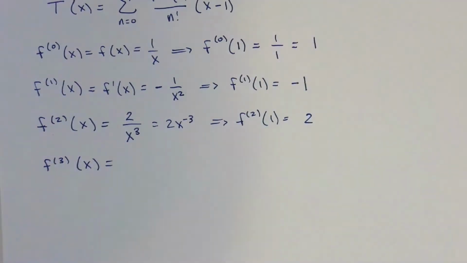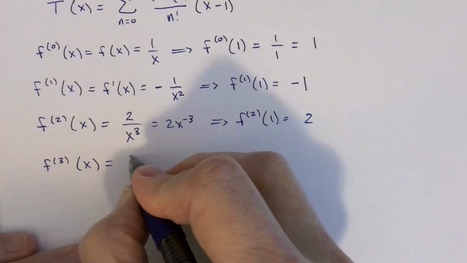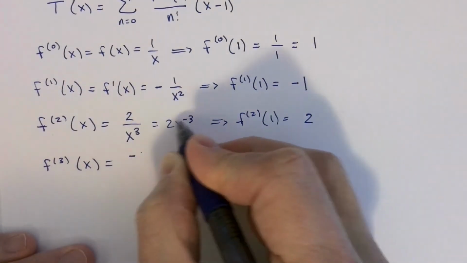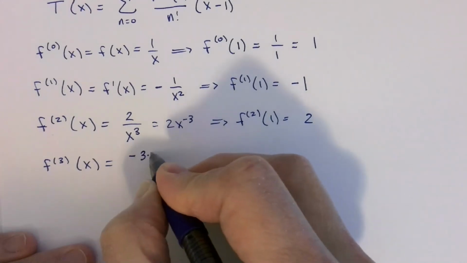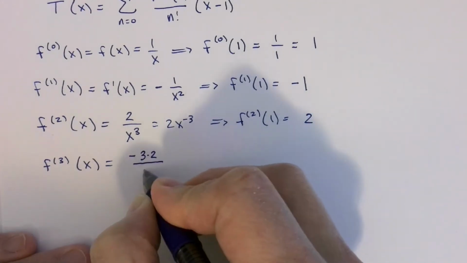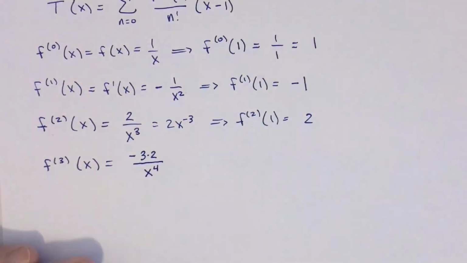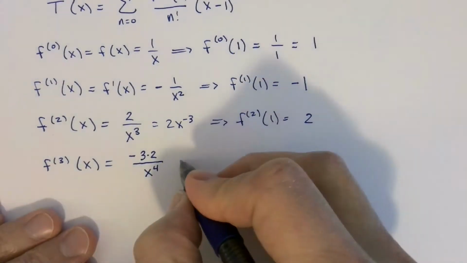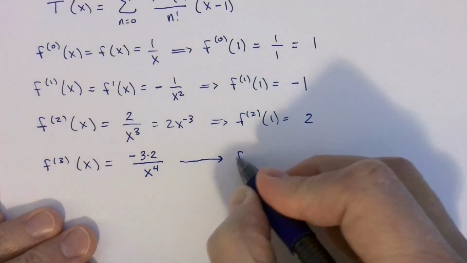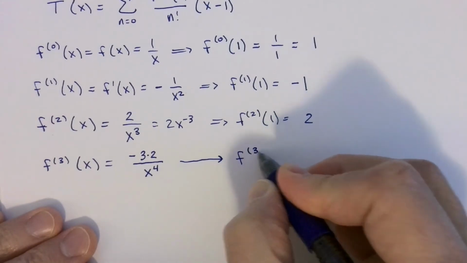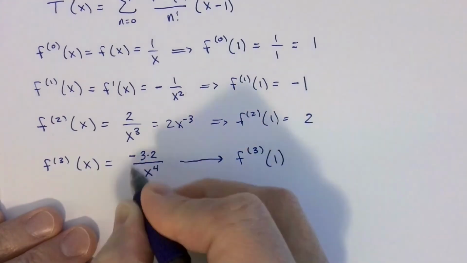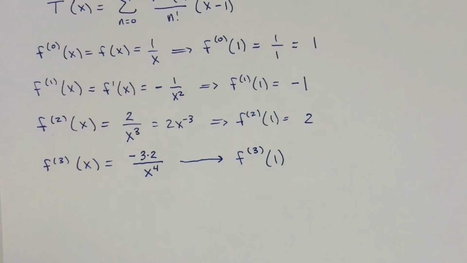I'm looking for a pattern here, though. So instead of negative 6, I'm going to write this as negative what? 3 times 2. And it was what? x to the negative 4, which becomes over x to the 4. I'm looking for a pattern. So it's very helpful to sort of leave this unmultiplied, so to speak, up top.